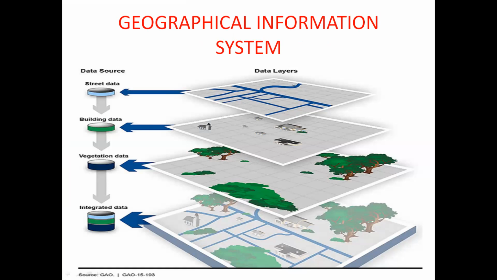See, street data, building data, vegetation data, integrated data. These are the different types of layers. What are the trees or vegetation data, what are the buildings, building data, street data, collecting the information. This is the geographical information system.